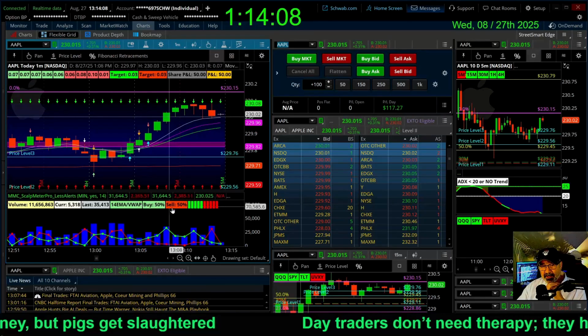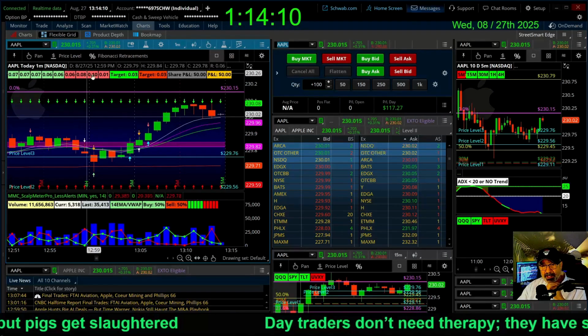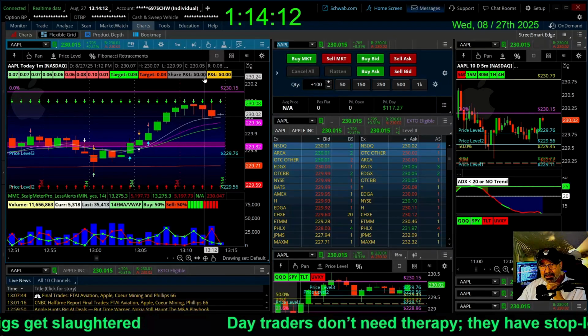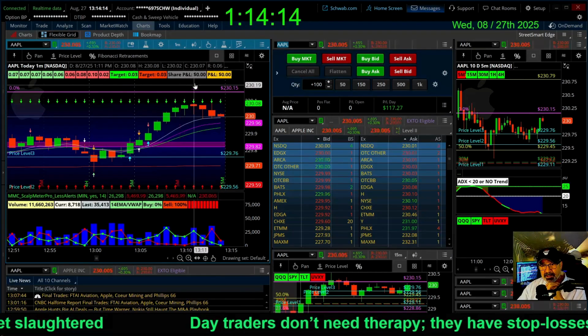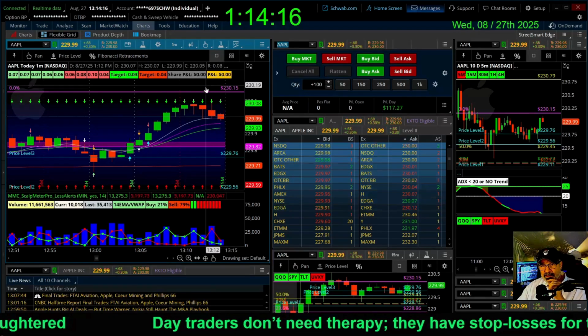But this tells you when to get in. This helps you when to get out. It'll show you how many pennies you've moved, and this shows you how many pennies to go. Then it shows you your actual position.